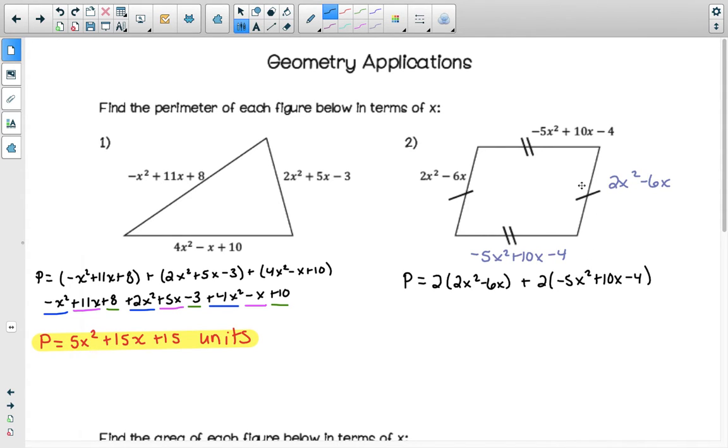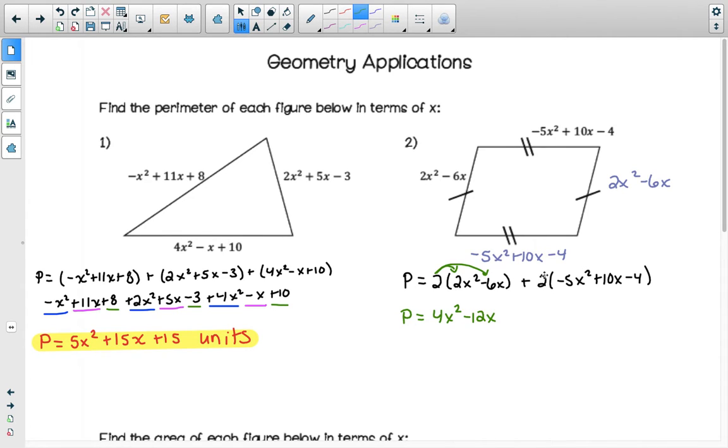So let's get rid of the parentheses by distributing the 2's. So our perimeter for right now will be 2 times 2x squared and 2 times negative 6x. That becomes 4x squared minus 12x.